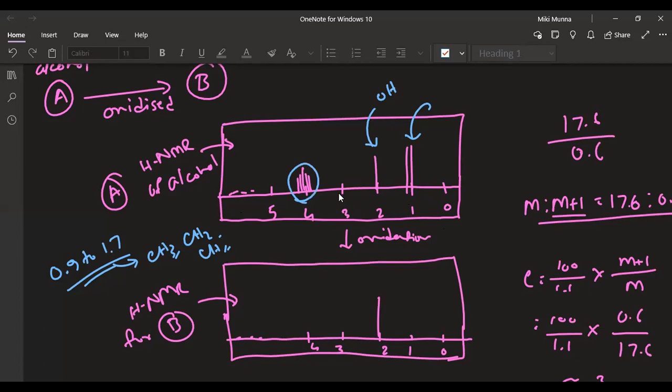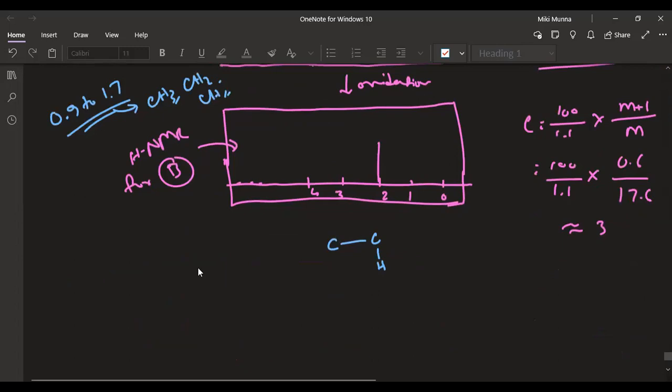However, over here we have a multiplet. Now, don't count the number of peaks here, because there should be 2 more peaks here. But whatever it is, consider the number of peaks here. Now what can we say?